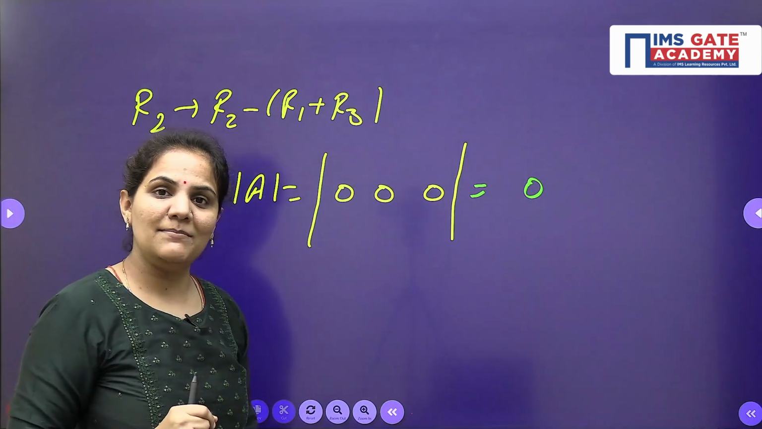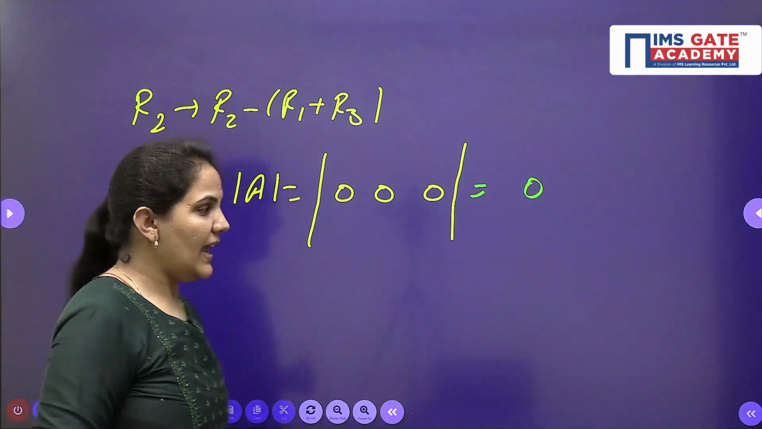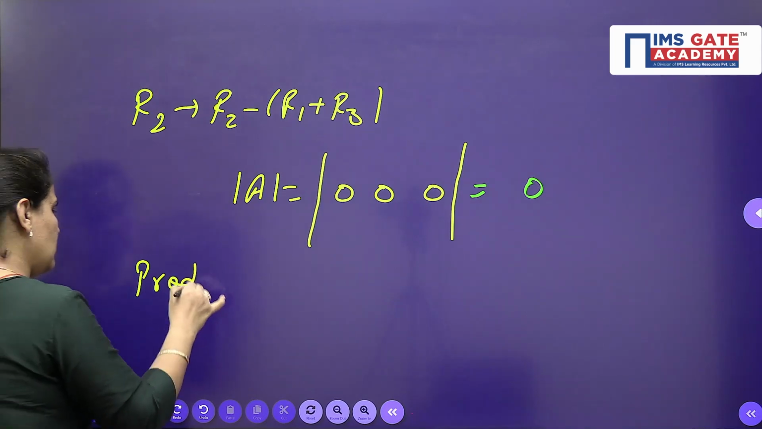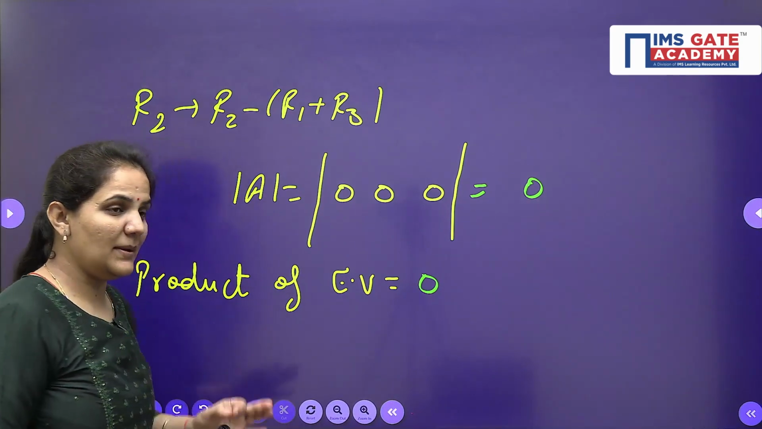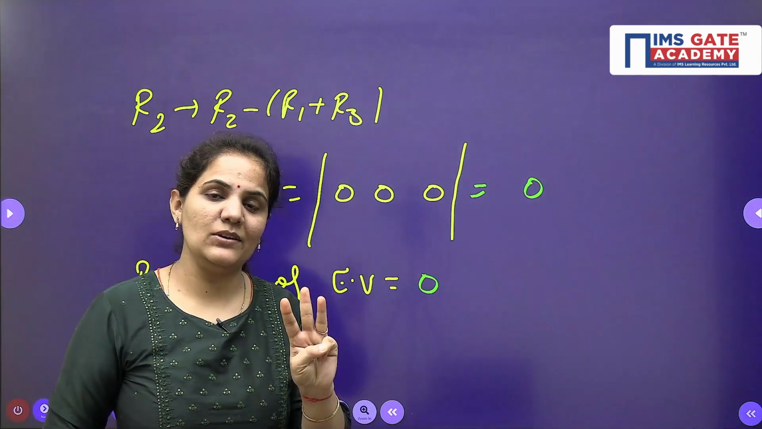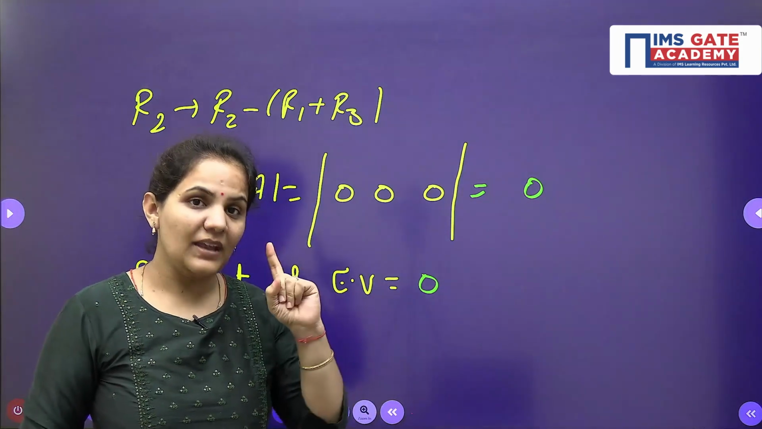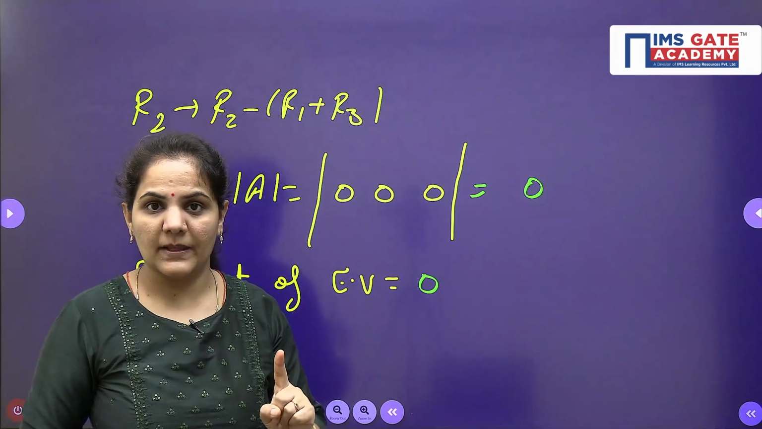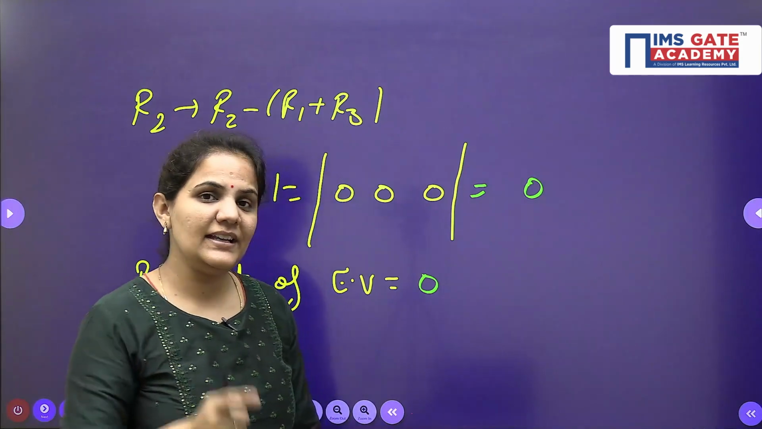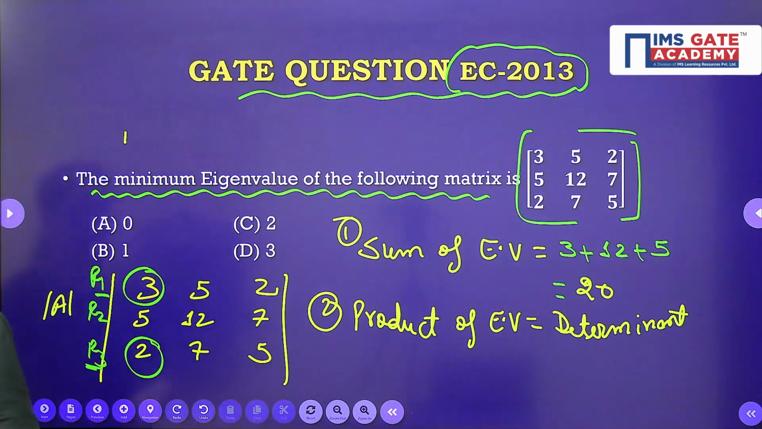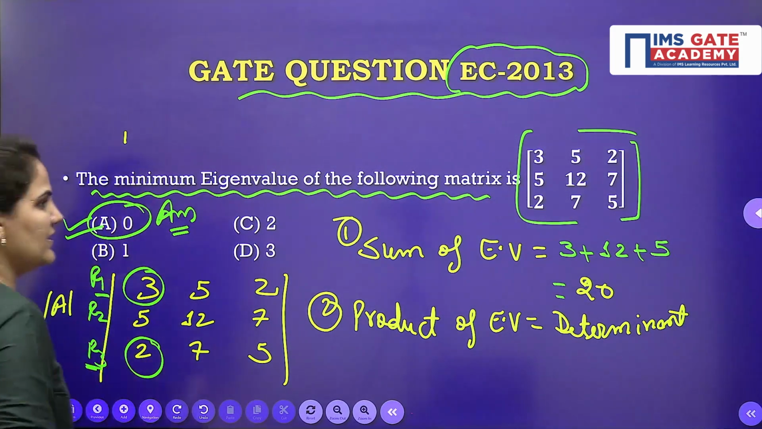If the determinant of any matrix is equal to 0, it means the product of eigenvalues is equal to 0. It means if I have 3 eigenvalues and their product is 0, then surely at least one of them will be 0. And I have to find the minimum eigenvalue, so definitely the minimum eigenvalue will be 0. Here I have option A, which is the right answer.